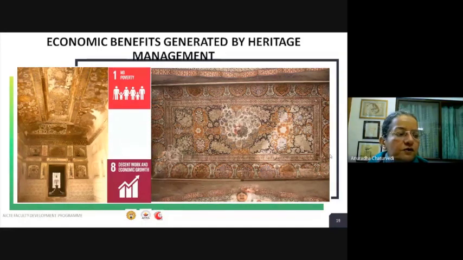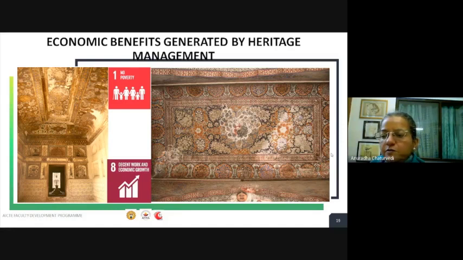So now we will start to see what are the ways in which the economic benefits can be generated through heritage management and what are the sustainable development goals that they are linked with. The first goal, which is related to no poverty, and the eighth sustainable development goal related to decent work and economic growth, are very directly linked with heritage conservation.